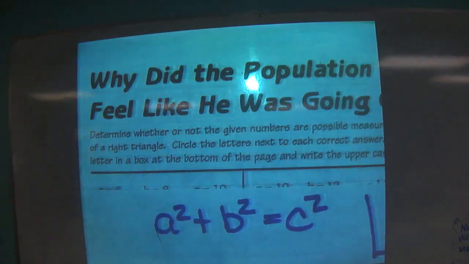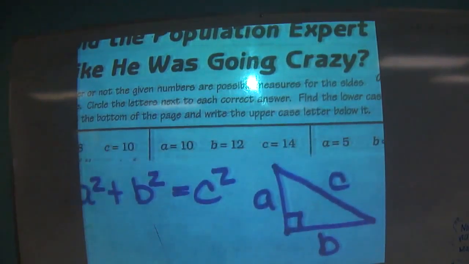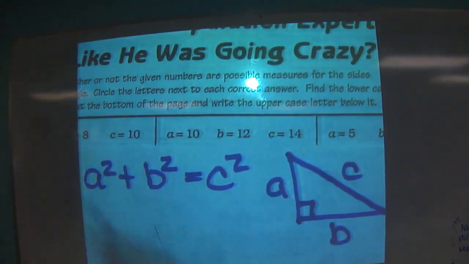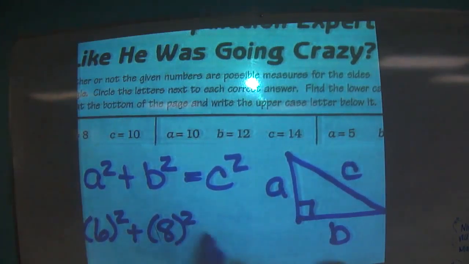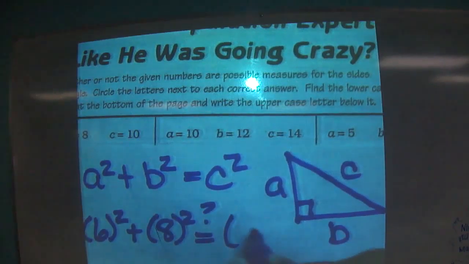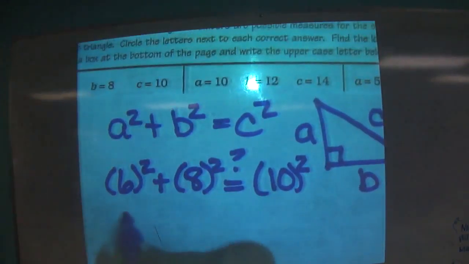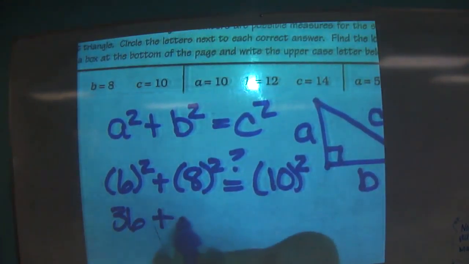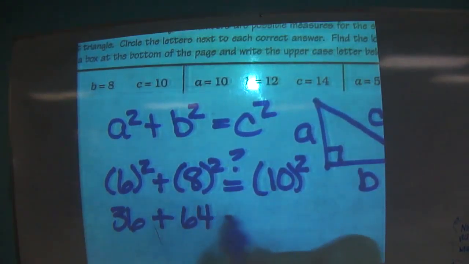And in it we're looking at a right triangle where the sides are a and b, and the hypotenuse, the diagonal, is called c. So, what we're looking at in the first one, they tell us a is 6, so just substitute. 6 squared plus 8 squared, and they're asking us, is that equal to 10 squared? So what's 6 squared? 36. 36 plus 8 squared? 64. 64. And we're asking, is that equal to 10 squared?